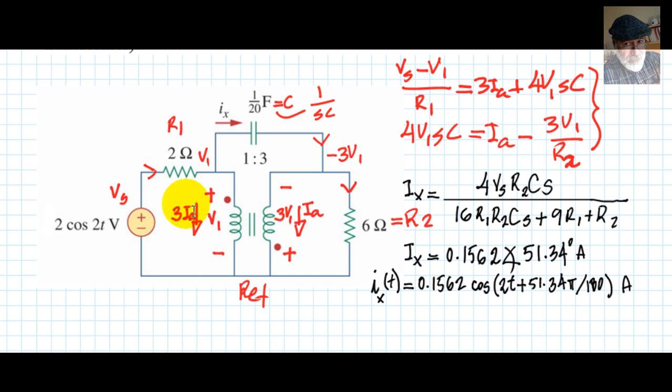If we write that as a function of time, we use that peak value, 0.1562, cosine, the same frequency, 2 times t plus the angle 51.34 times pi divided by 180 to turn that into radians, and those are amps. That was the solution of question 1 in the final exam.